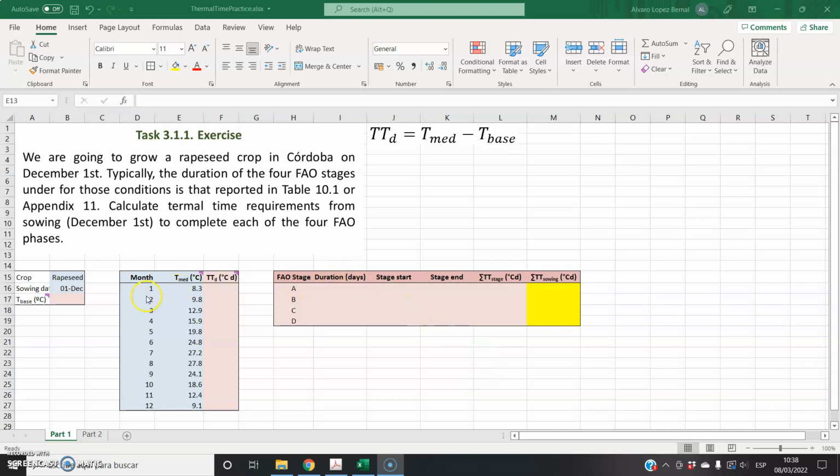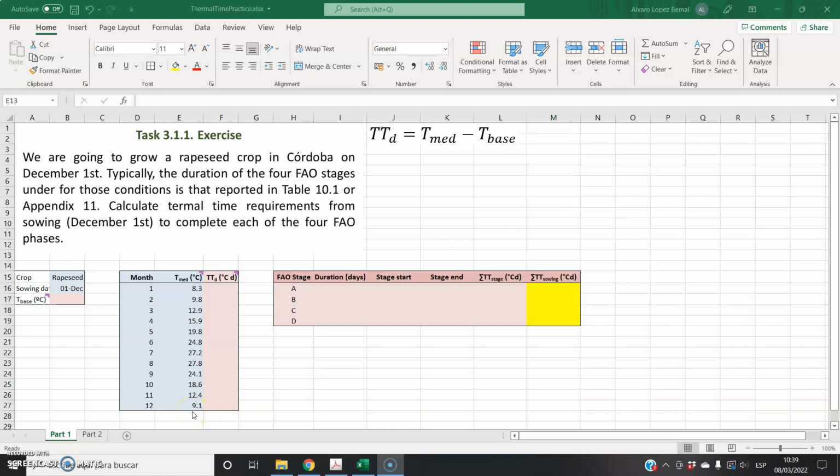In this Excel, we have some details concerning the crop that we are going to work with, which is rapeseed. We will suppose that this crop is sown on the 1st of December, and we will be growing the crop in Córdoba, whose average monthly temperatures in each month are given in this table.